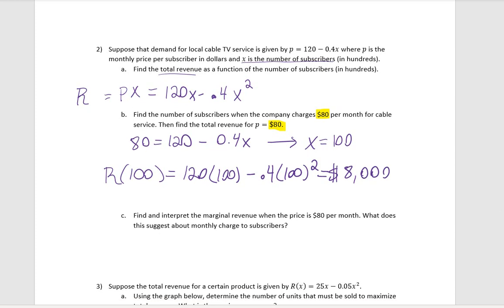Great, now we want to find and interpret the marginal revenue when the price is $80 per month. So we're going to find R prime of x, which is going to be 120 minus 0.8x. It might feel like we need to plug 80 into this, but remember, when the price is $80 per month, x equals 100. So we actually need to plug 100 subscribers into this.